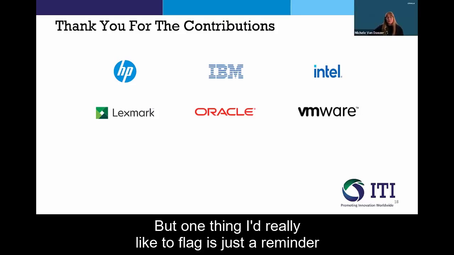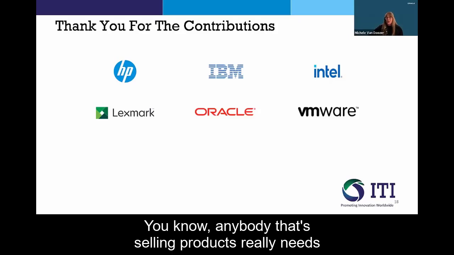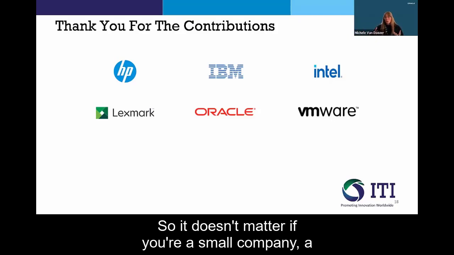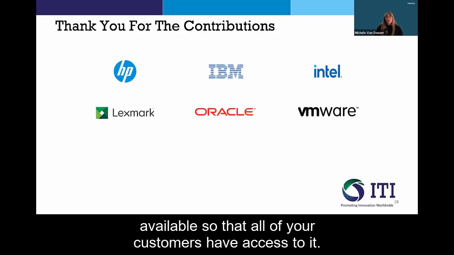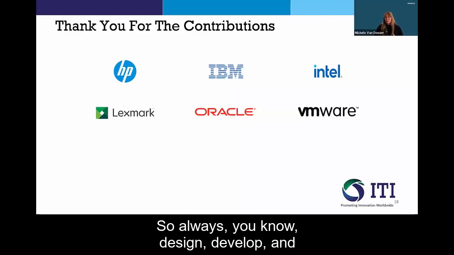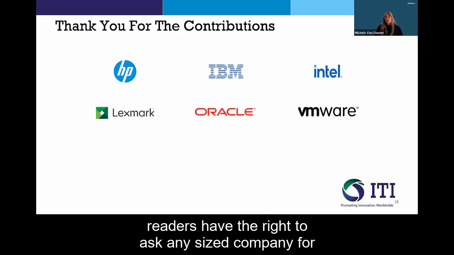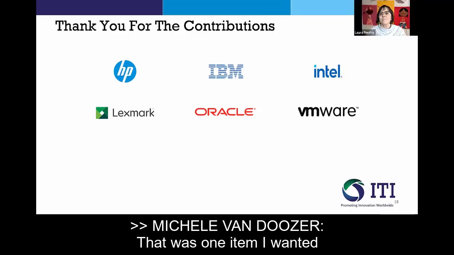But one thing I'd really like to flag is just a reminder that ACRs aren't just something that big companies do. Anybody that's selling products really needs to be completing the accessibility conformance report. So it doesn't matter if you're a small company, big company, you need to make that information available so that all your customers have access to it. So always design and develop products to be accessible, and you as ACR readers have the right to ask any size company for these reports, because it's going to make your job easier. That was one item I wanted to make sure that we flagged.